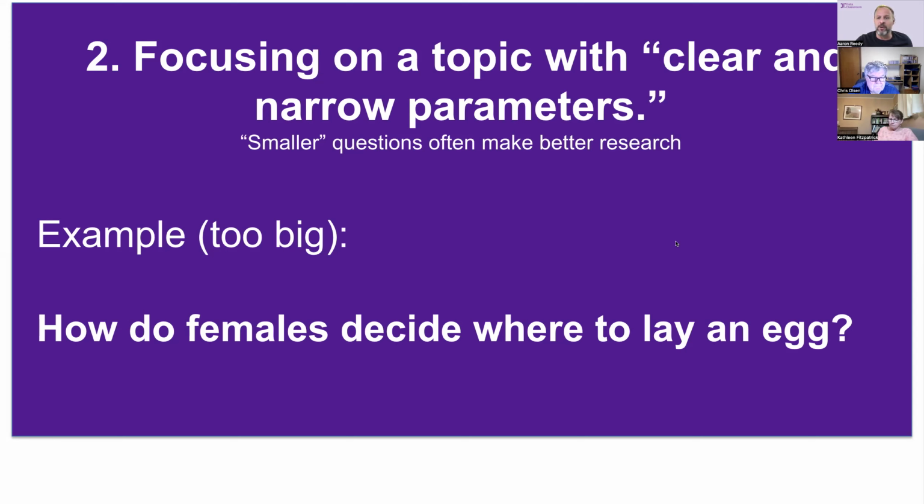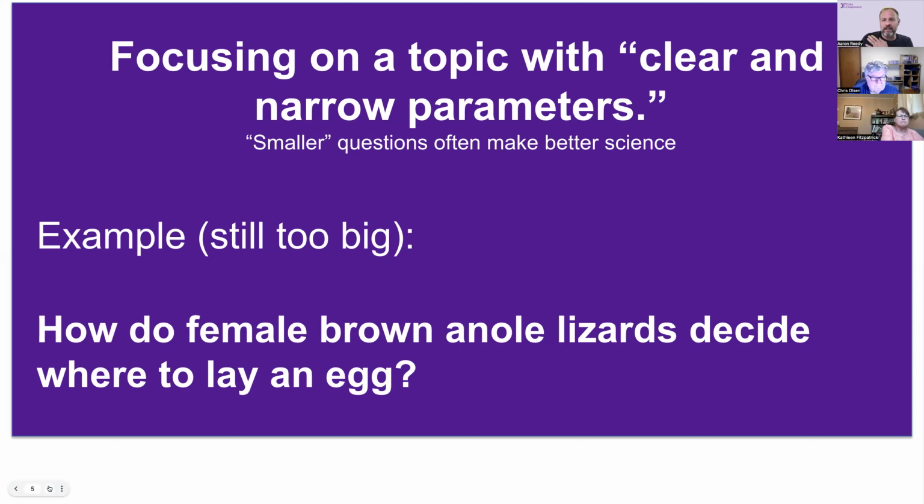There's also, how do they decide? It might be a very, very complex decision. So if we can narrow that down to more factors, that would be better. So as I worked with my students to narrow that question down, we narrowed it down a little bit, and it's still too big in this form. But how do female brown anole lizards decide where to lay an egg? So we've narrowed it down to one specific species, which is good, but we still have the matter of the decision, or how do they decide, is kind of too big of a question to answer with a single experiment.